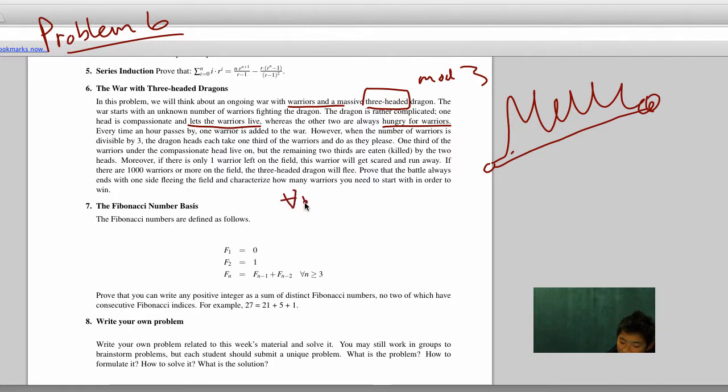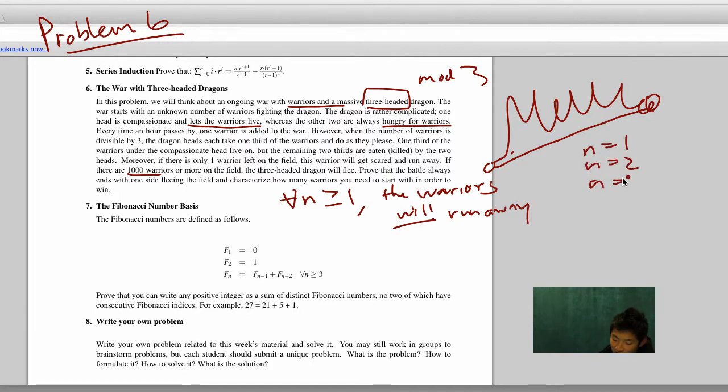So for all n greater than or equal to 1, and obviously less than 1,000, you want to say that the warriors will run away. Because notice, no warriors come into the field. It depends on how many warriors you start with, so the number of warriors will always decrease. And so the base cases are n equals 1, n equals 2, n equals 3.